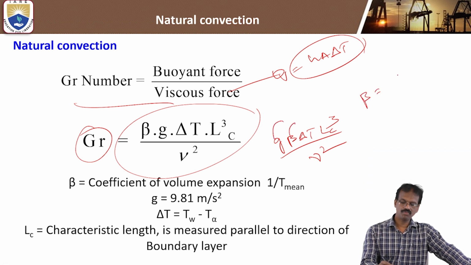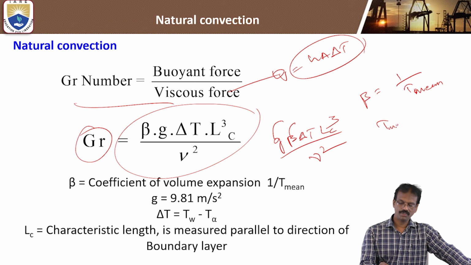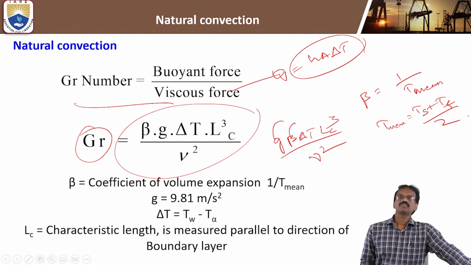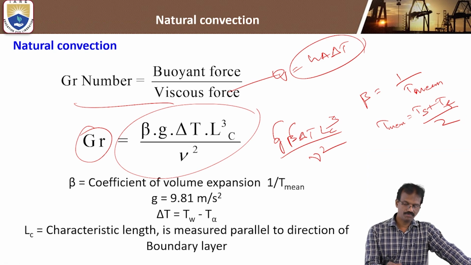Beta is nothing but 1 by T mean. You know that T mean is the average of temperatures, so (T_S + T_F) by 2. You know this one. Okay. Delta T is the temperature difference. You know this one. LC is the characteristic length.